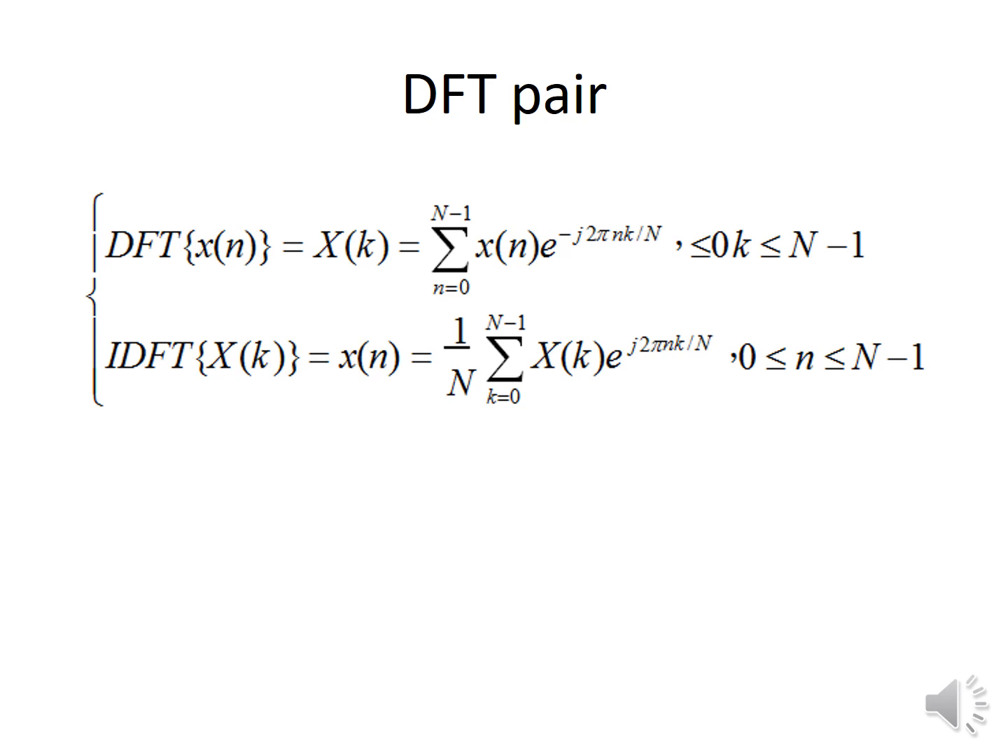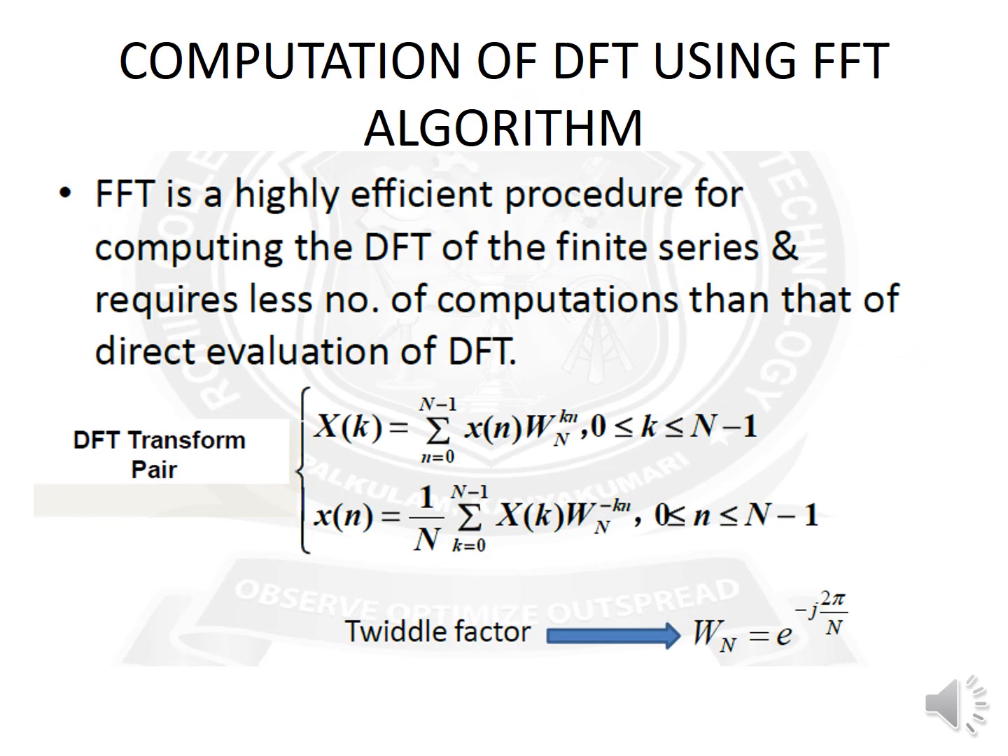Now we can see the DFT pair, that is the DFT of x of n. It is given as X of k, which is equal to summation n equal to 0 to N minus 1 x of n e power minus j 2 pi nk divided by capital N, where k varies from 0 to N minus 1. And the IDFT of X of k is given as x of n, which is equal to 1 by N summation k equal to 0 to N minus 1 X of k into e power j 2 pi nk divided by capital N, where n varies from 0 to N minus 1. These two equations are said to be the DFT pair.